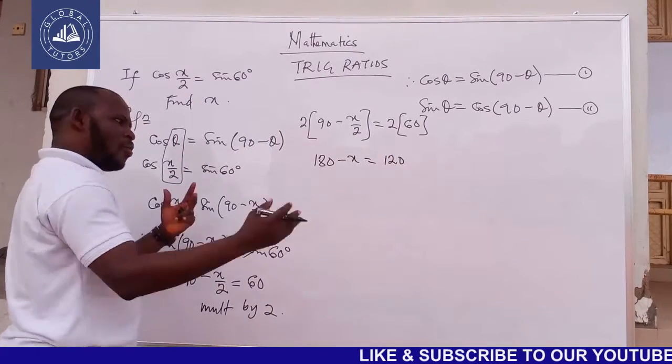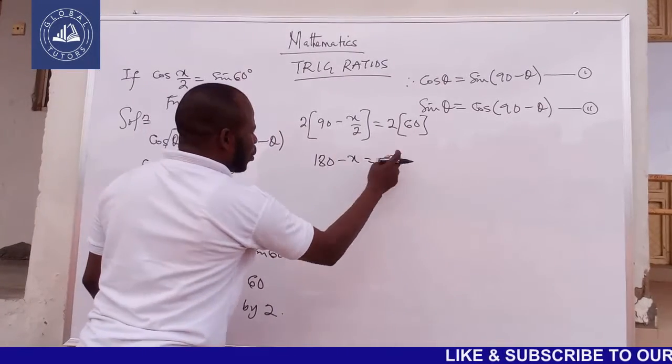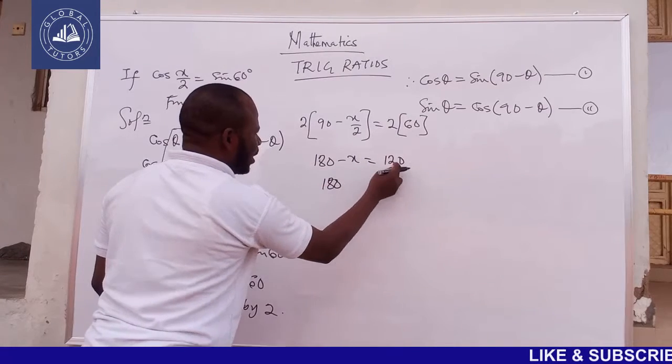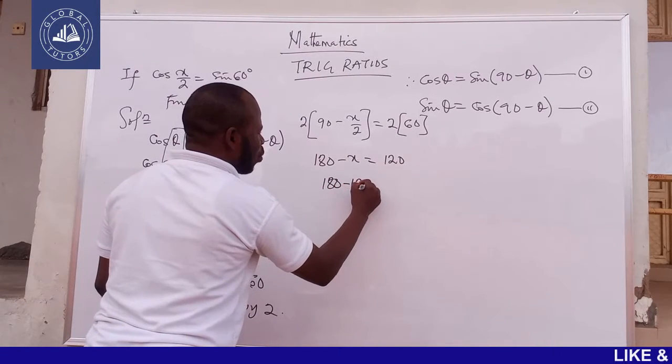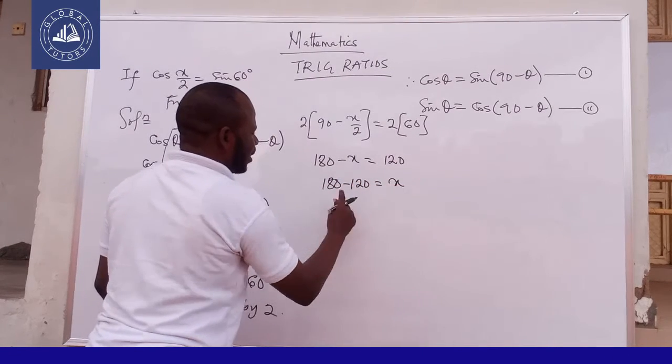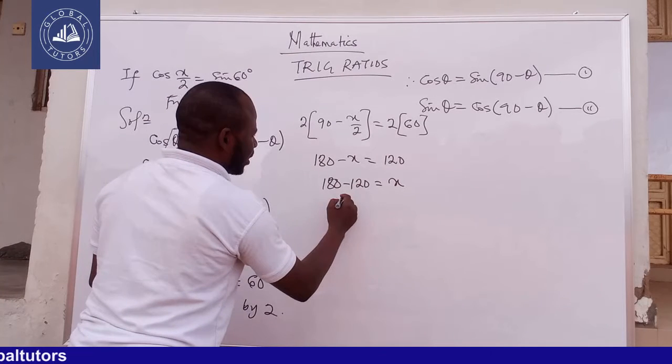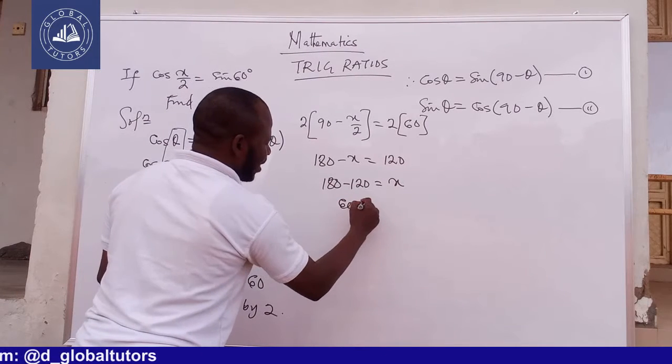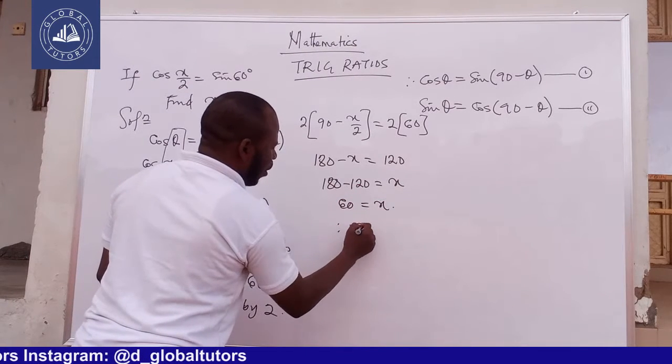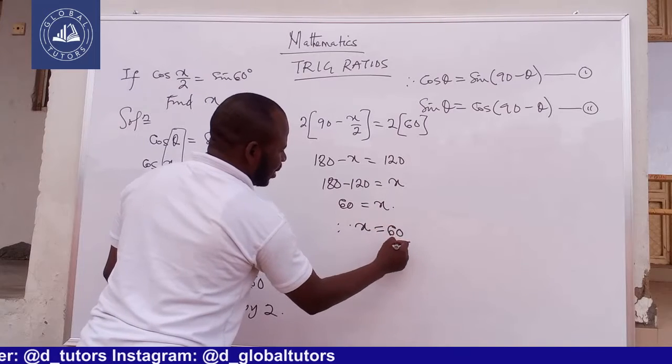So what do we do? We collect the like terms. This moves to this side, so you have 180. This moves to this side, minus 120 equals x. This minus this will give me what? 60 equals x. So therefore, x is 60 degrees.